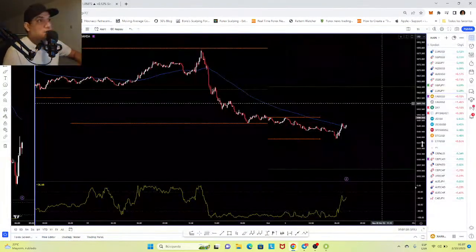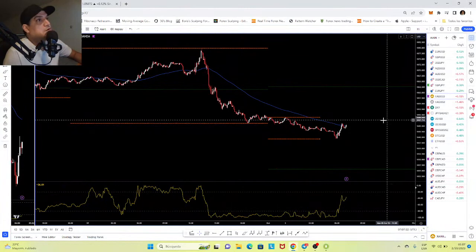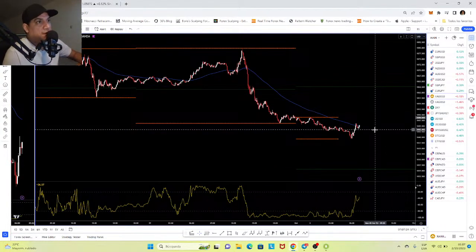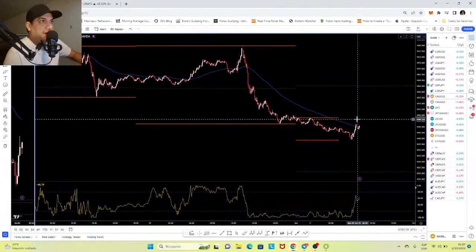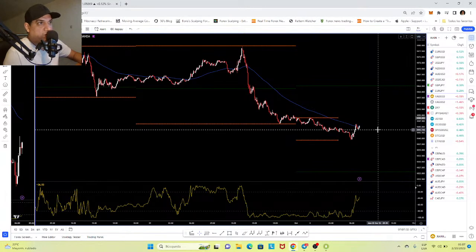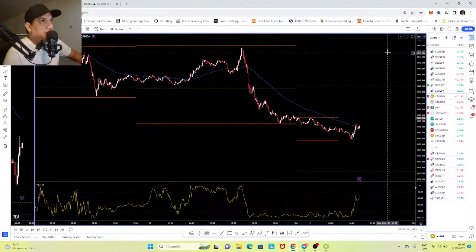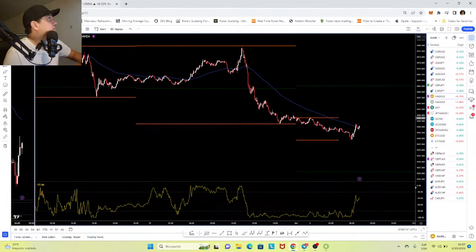Let's have a look at gold here on the F1 strategy. Oh, this is looking phenomenal. I'm not gonna send this as a free F1 strategy trade either. Not only do I have a nice structured low to place my entry, but this is looking very good.